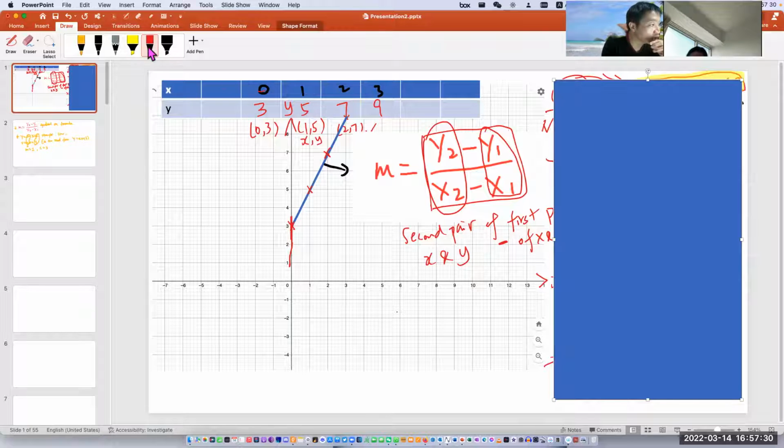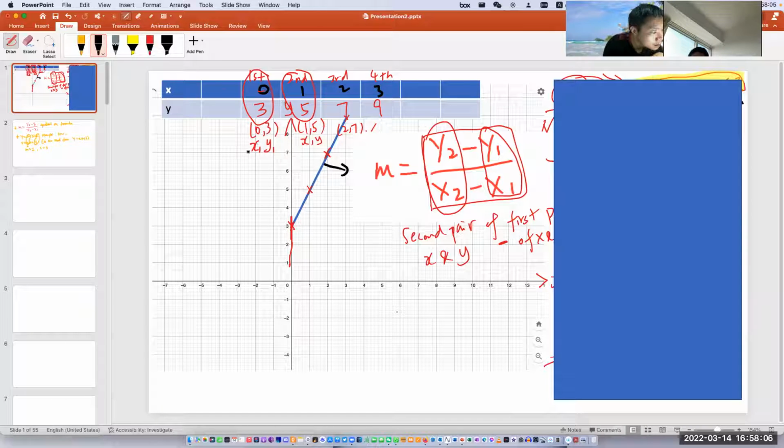In fact, you have many pairs: the first pair, the second pair, the third pair, the fourth pair of x and y here. So you just choose the first and the second pair so that you can get the m. Let's do it together. The first pair means this is my x1, this is my y1. So 0 and 3 is my x1, y1.